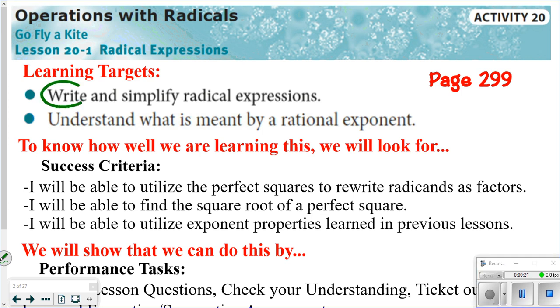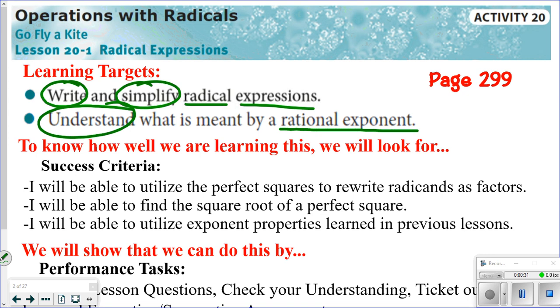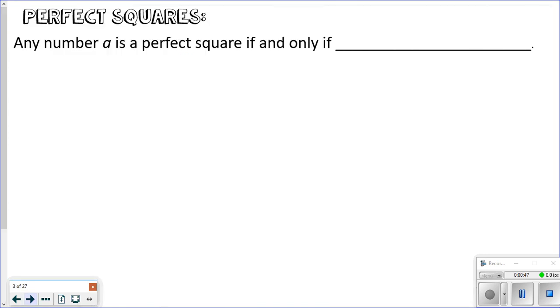We are going to write and simplify radical expressions, and then we are going to understand what is meant by a rational exponent. So our previous activity was all about exponents, and we're going to see how those relate to radical expressions. So I have taken what the book is teaching and I've put it into kind of a fill-in-the-blank note sheet, basically. So we are going to start out by talking about perfect squares.